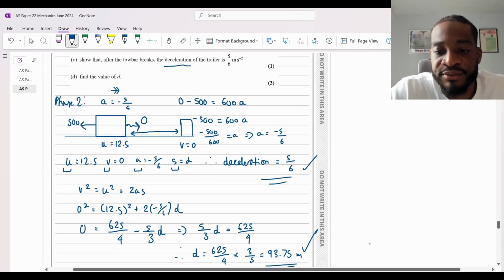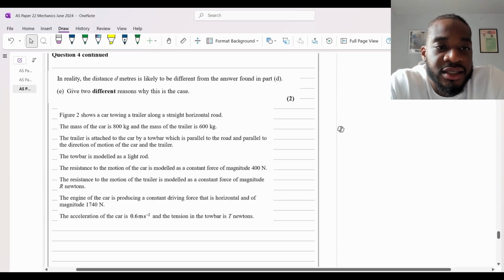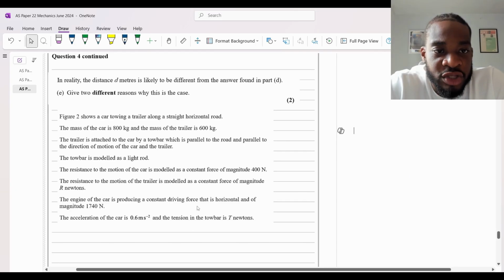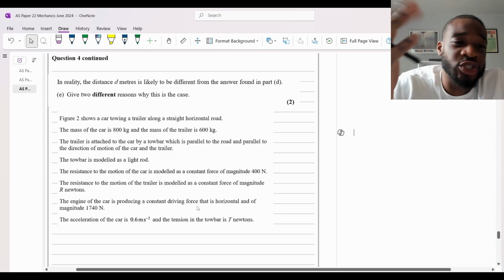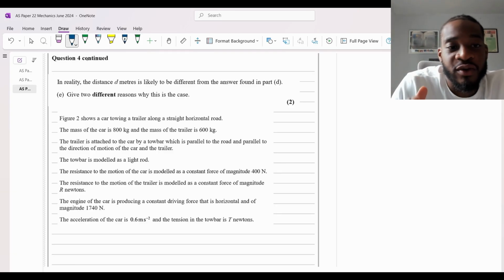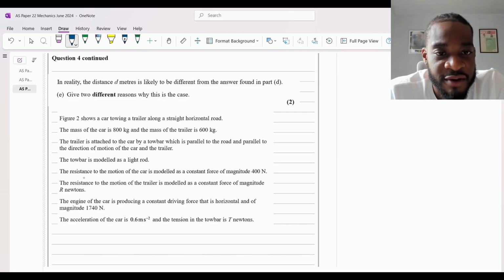Let's do part E now. Okay, so part E says, in reality, the distance d meters is likely to be different from the answer found in part D. Give two different reasons why this is the case for 2 marks. So this is just those modeling questions at the end of a mechanics question, right? And all you're doing essentially is just looking at what they've told you has been modeled and just negating it, right? So let's read through this bit of information.